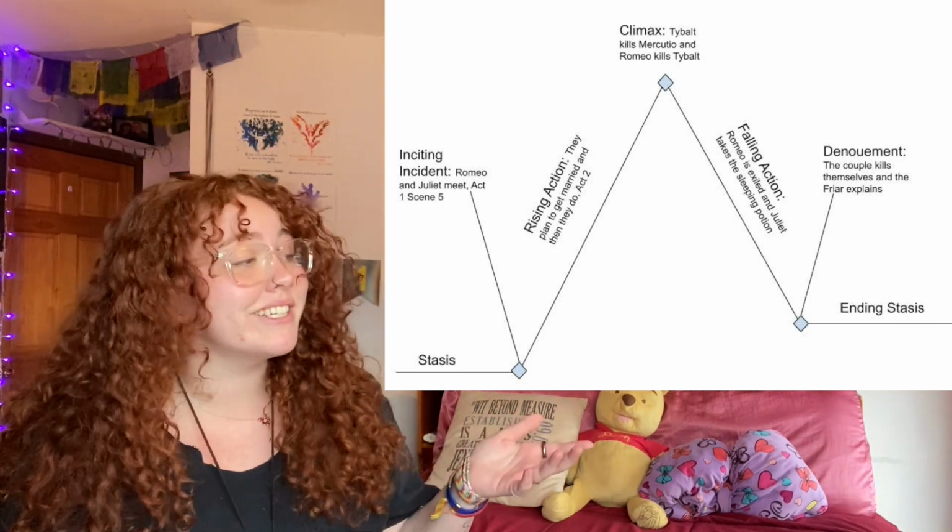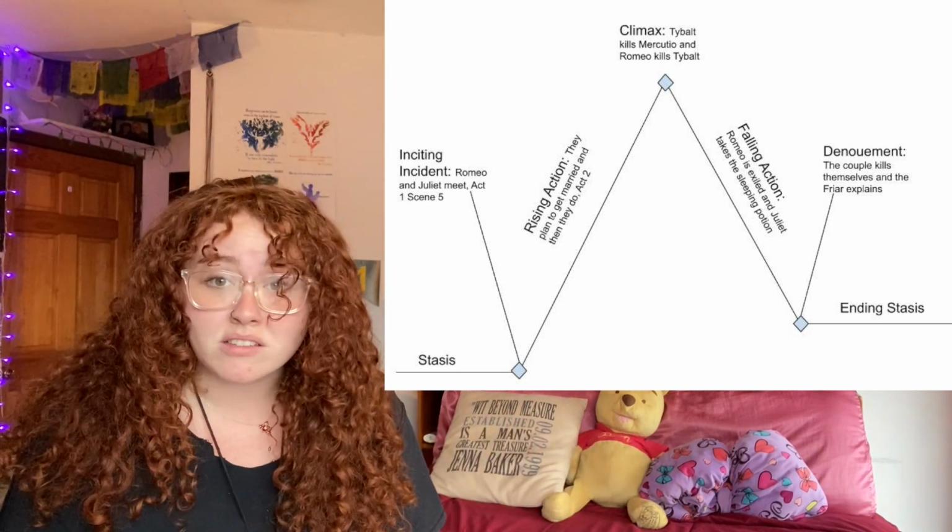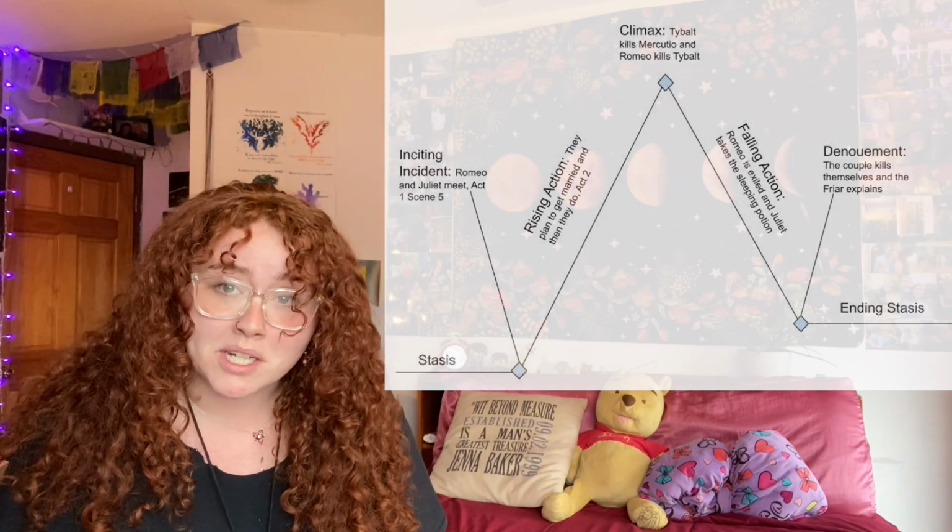And then we have the ending stasis, which is how it ends. Their new normal, if you will. Oh my god, that's the wind. In the end, the Montagues and Capulets realize that it's not worth wasting lives over this feud. So that is my script analysis on Romeo and Juliet.